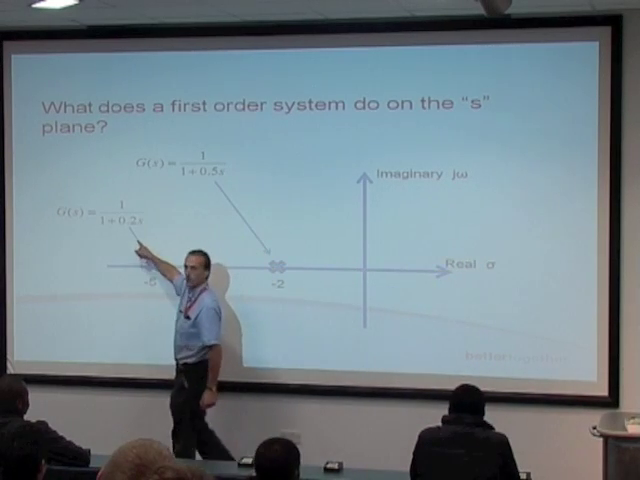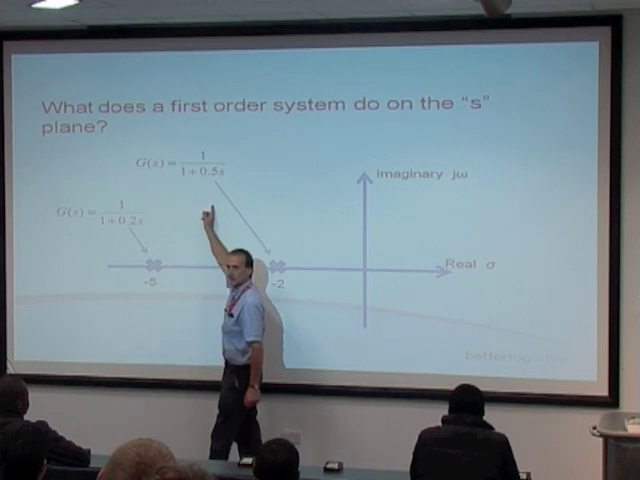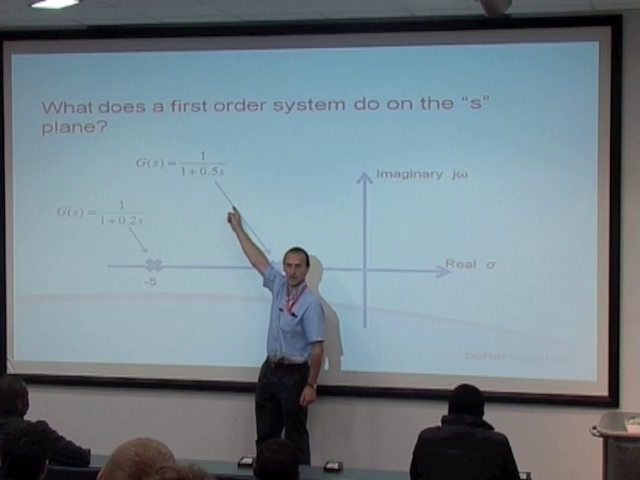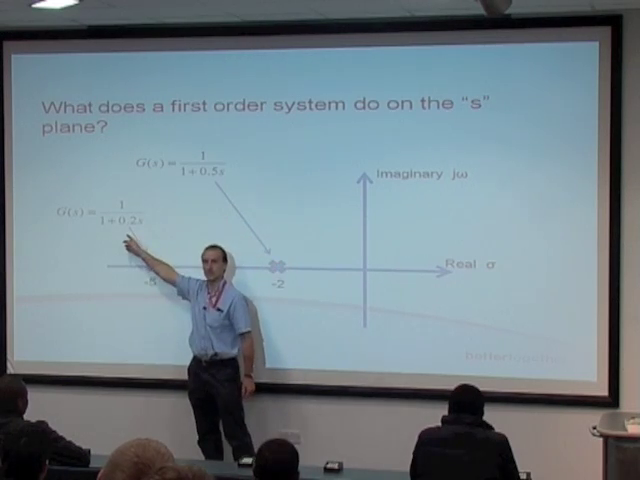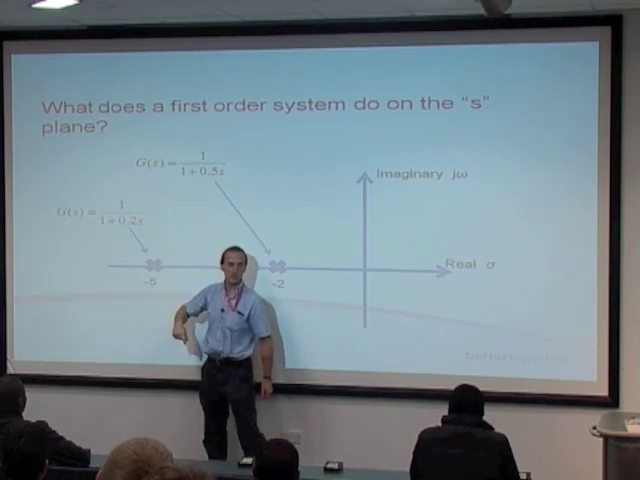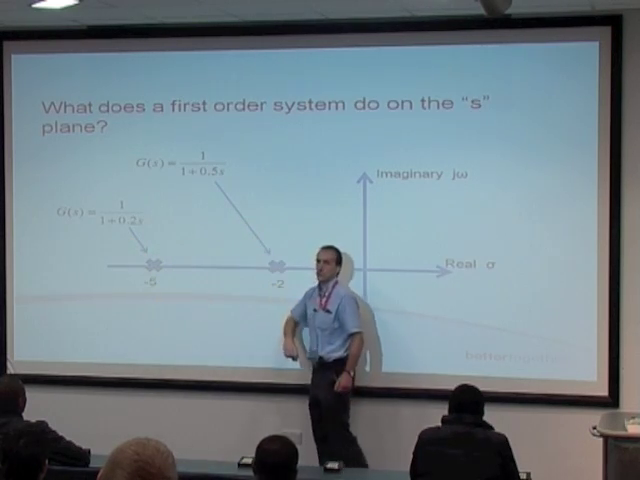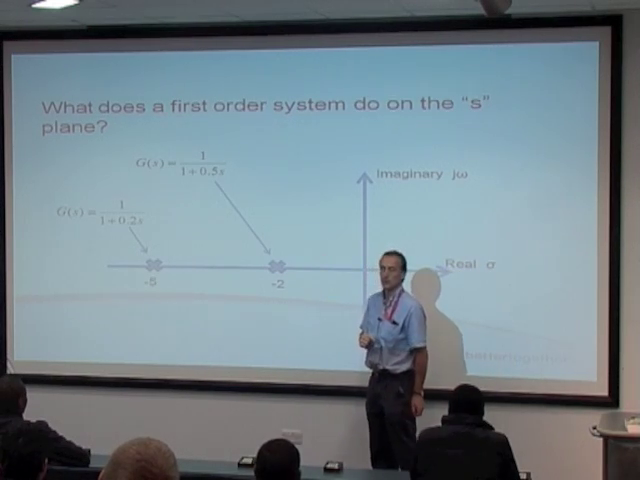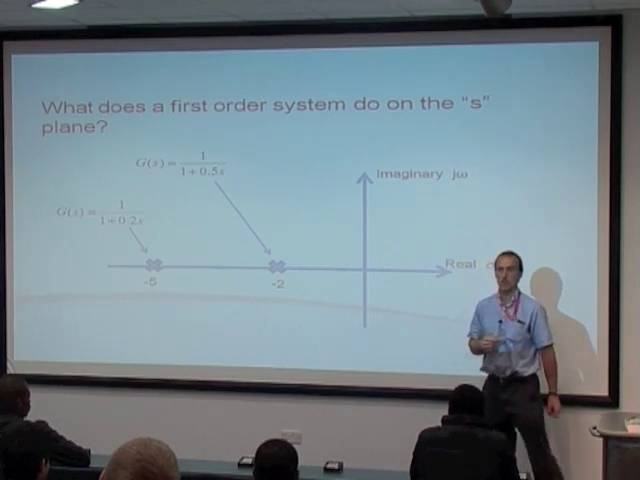That one or that one? That one. That's faster. No, I see some shaking heads in the audience. That one's faster. This one has a time constant of 0.2 seconds. This one has a time constant of 0.5. So I would suggest that the left-hand one is the faster responding system.